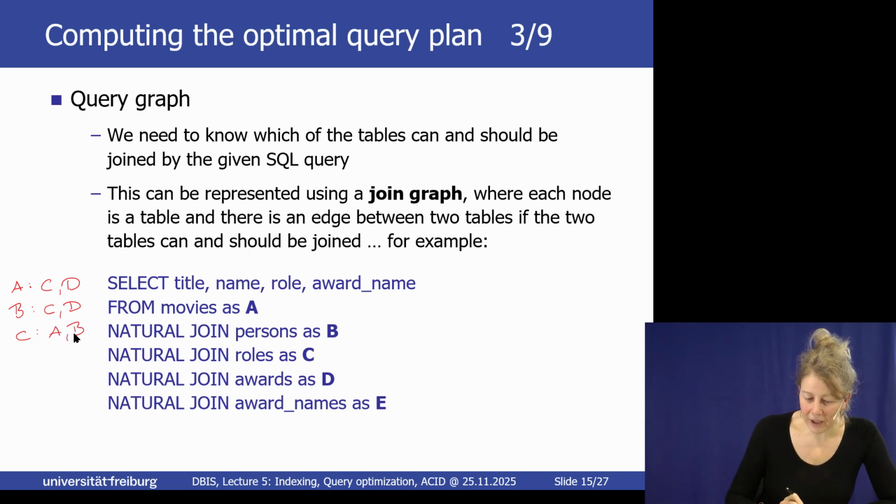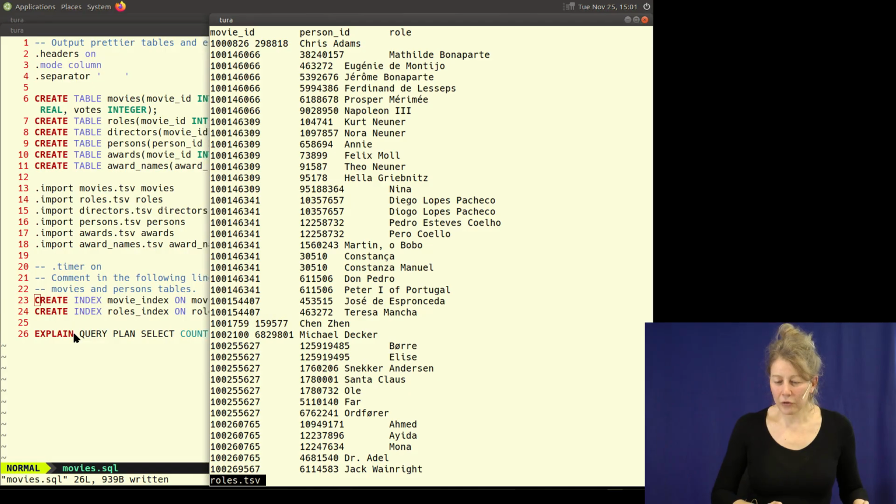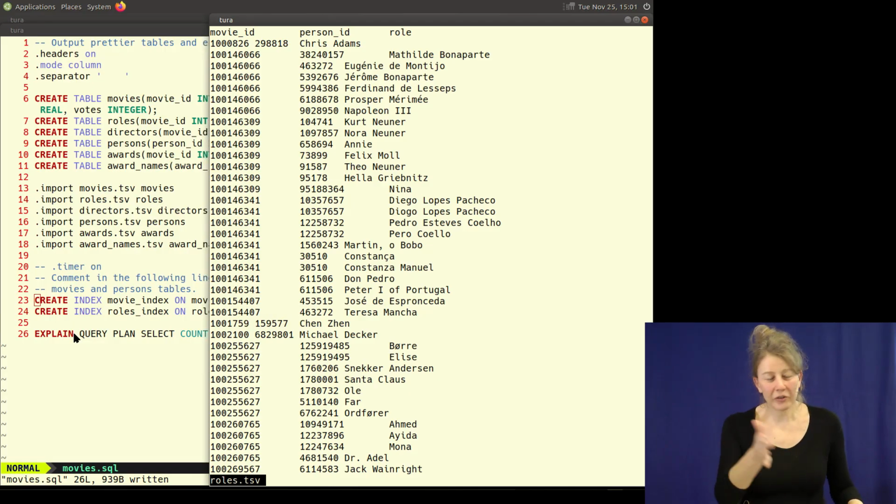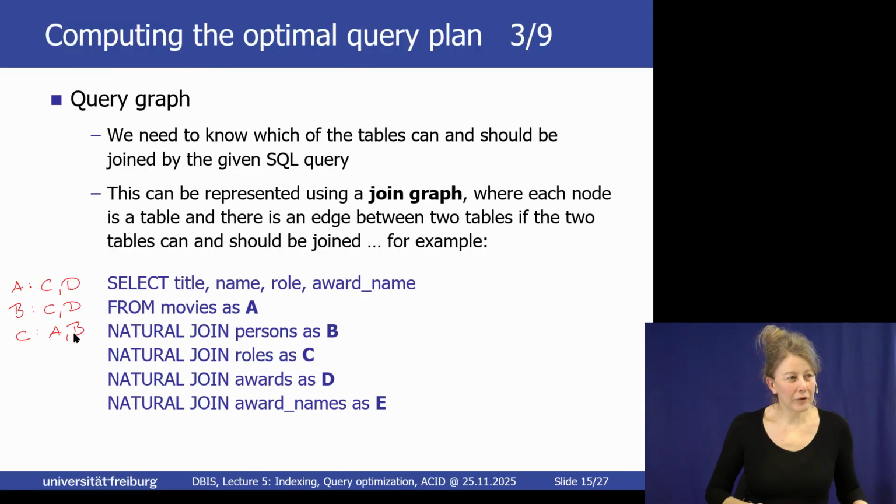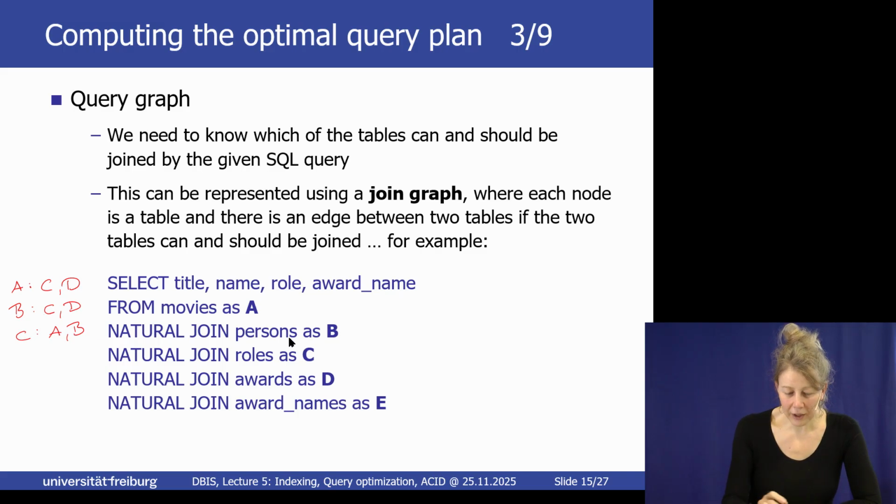With anything else? Roles is just, I think the roles are just, here we have them. It's just movie, person, and the name of the role. So it's not. Awards also have person ID. Awards has person ID. We will come. Oh, yes, that's why B can be joined with D.